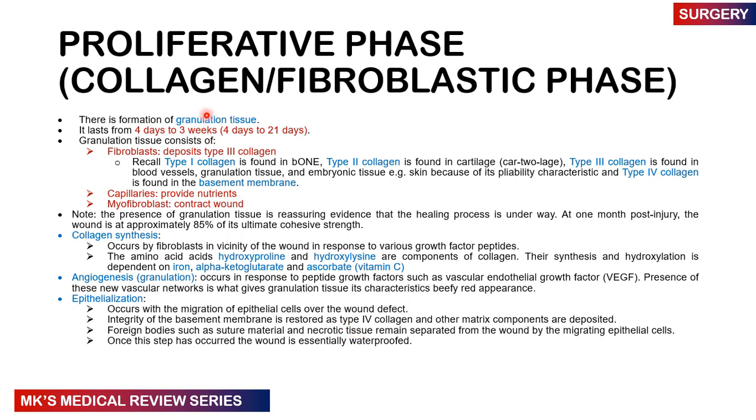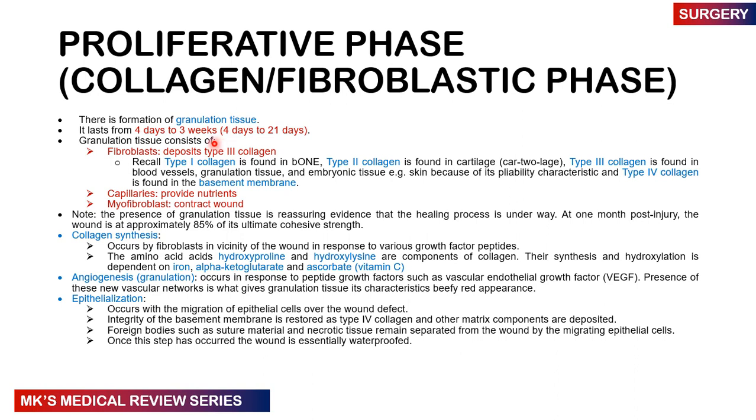So in the stage of proliferation, or the fibroblastic stage, this is where there's going to be granulation tissue. So this takes roughly from day 4 to about 3 weeks. So from day 4 to about day 21. This granulation tissue is going to now be consisting of predominantly 3 things. So number 1, there's going to be fibroblasts. Remember that these fibroblasts are going to be depositing type 3 collagen. It's initially type 3 collagen that is supposed to be deposited, then later on changed to type 1 collagen.